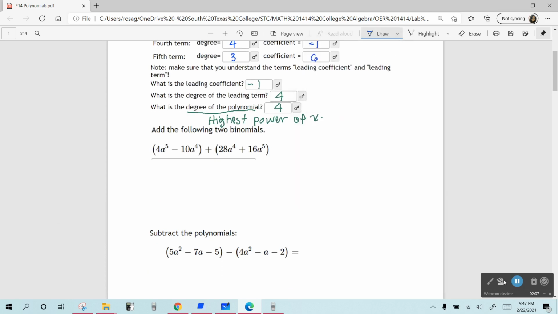Add the binomials. When you add them, the parentheses just don't really matter because you don't have anything in front of them, so we're just going to combine like terms. The like term with the a^5 would be this one. So we combine them and you get 20a^5. And then with this one, it would be this one. And that would be plus 18a^4.